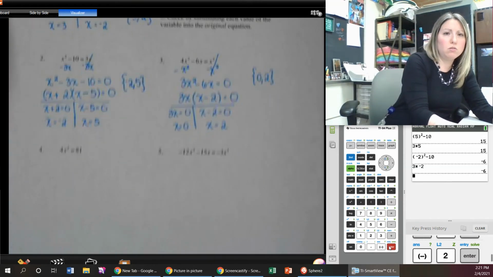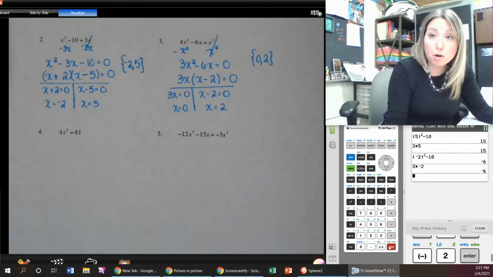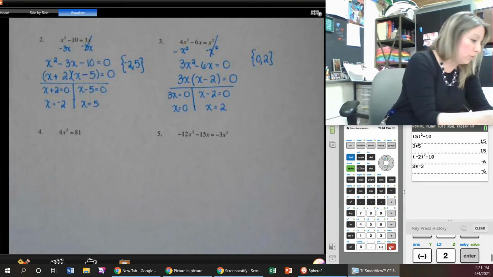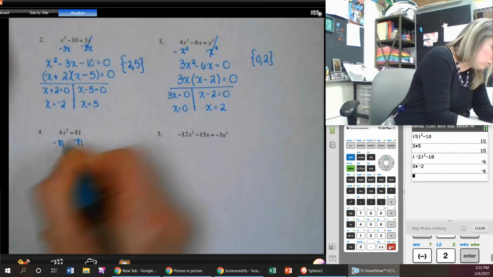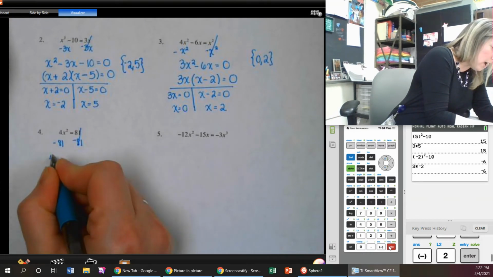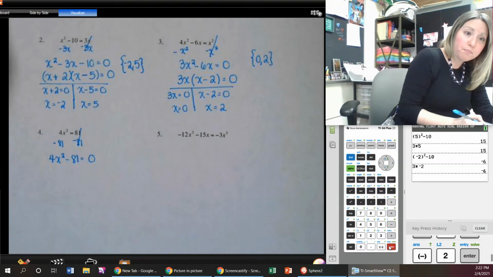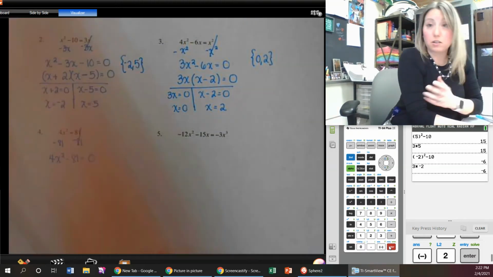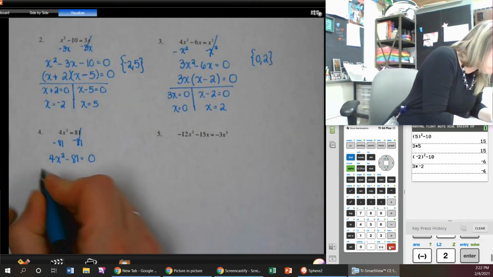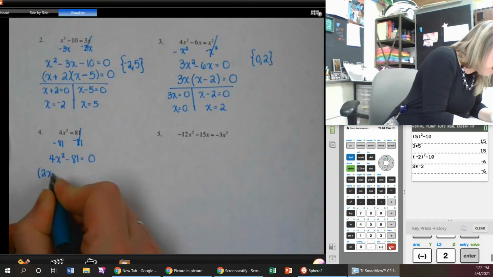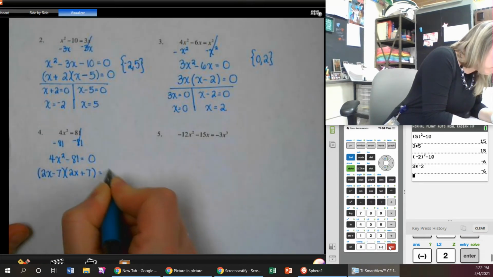Last two for practice, and then use this to help you practice on your homework. The only difference is now you're getting that standard form to start. So scooch this 81 over by subtracting, descending exponential order, and then equal 0. So now this is dots. It's a binomial again, but this time I've got a perfect square minus a perfect square. So I get 2x minus 7 and 2x plus 7 equals 0.